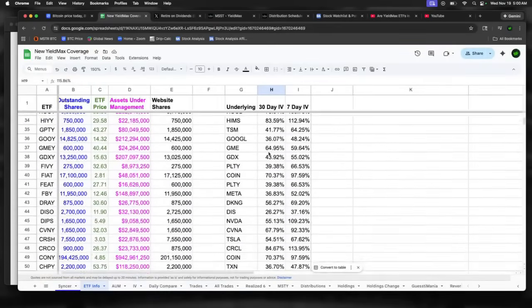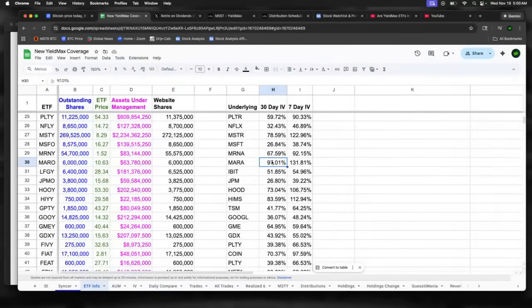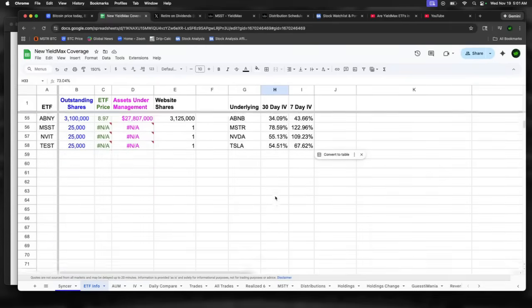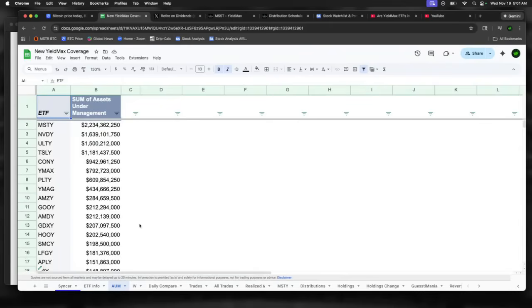So, all right. No one's, did I see a 90? Here's a 97. Oh, Mara's at 97. That's freaking awesome. And then, oh my God, Robinhood, man. I wish Robinhood would go the other damn direction, though. But okay. So, anyway, let's move on. Assets under management obviously won't be updated there yet.